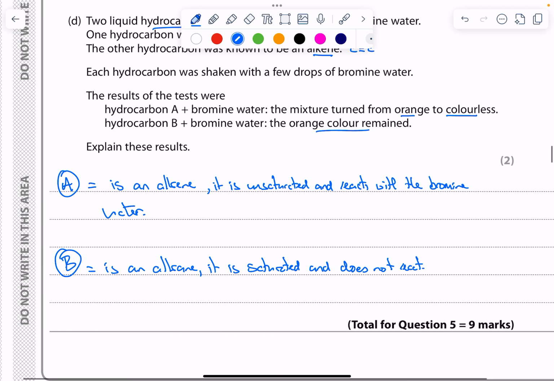Let's have a quick look. It says 2 marks, so you're going to get 1 mark. I'm guessing you could just argue for A. So if you say it's an alkene, it's unsaturated, that's going to get you the mark, and it's going to react with the bromine water. Or you can argue that B is an alkane and it's saturated, therefore it doesn't react.